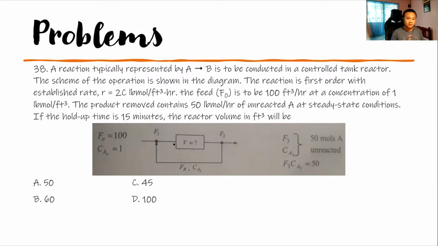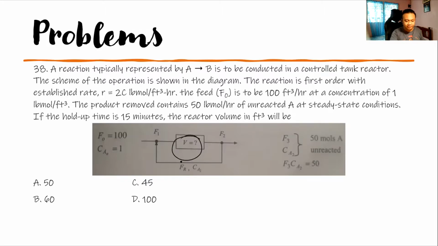So the reaction is first order with the rate of reaction R equal to 2C pound mole per cubic feet per hour. The feed F0 is 100 cubic feet per hour at a concentration of 1 pound mole per cubic feet. The product removed contains 50 pound mole per hour of unreacted A at steady state conditions. The hold-up time is 15 minutes. The reactor volume in cubic feet will be, so we are to find the V.